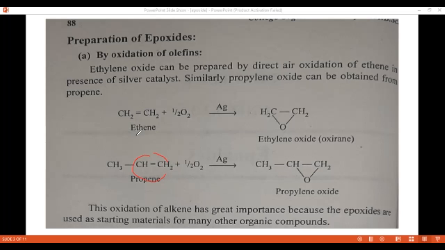In the first example, the ethylene oxide can be prepared from ethene. And in the second example, the propylene oxide can be prepared from propene. This oxidation of alkenes has great importance because epoxides are used as a starting material for many other organic compounds and many organic reactions.